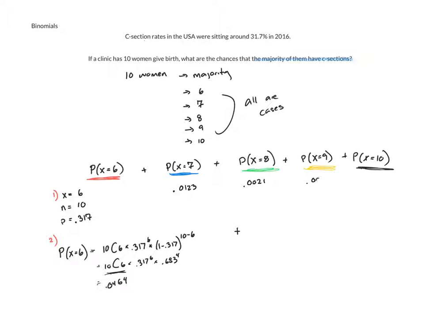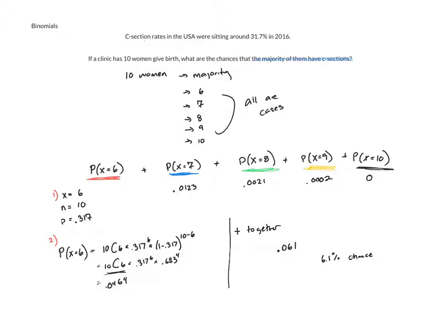Here, 0.0002. And when we plug in x equals 10, we're going to get a probability so small that when you round it to 4 decimal places, you're actually just going to get 0. It's important to realize that the probability isn't 0 itself, it's just so tiny that we round it that way. Then when we go ahead and we add all these values together, we're going to find something of 0.061. What this tells us is there's about a 6.1% chance that the majority of these women would have C-sections.